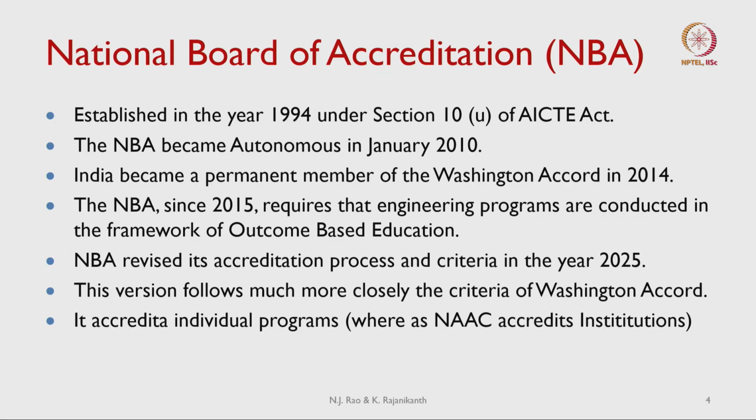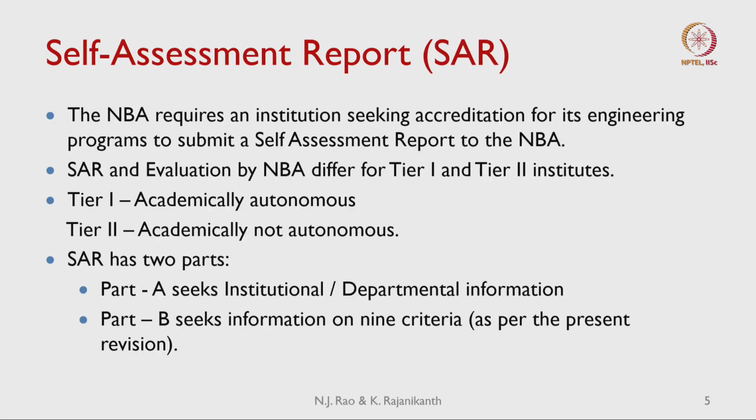This version follows much more closely the criteria of the Washington Accord. Though the earlier version also was based on the Washington Accord, it was more loosely based, whereas the present version much more tightly follows the Washington Accord principles. And as we noted, NBA always accredits individual programs, whereas NAAC accredits institutions.